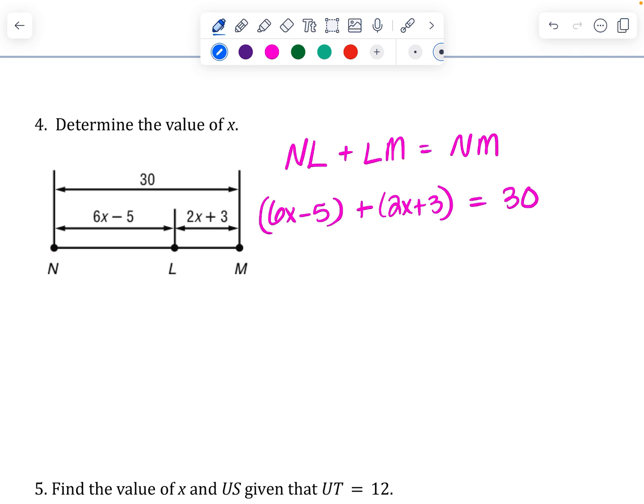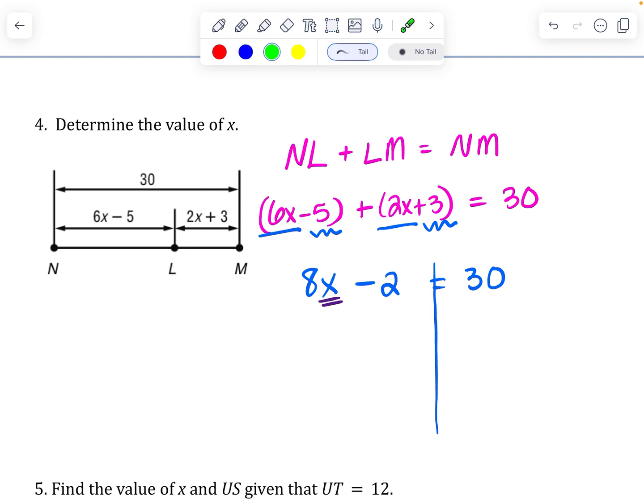Now the parentheses weren't necessary per se because we have just one group of each, and so we can add like terms from here. So 6x plus 2x will give you 8x, and negative 5 plus 3 will be negative 2. And then you need to use your algebra skills and your inverse operations. So you want to isolate the x to solve for it. So that means you first have to get rid of any addition or subtraction. So we're going to start by adding 2 to both sides because that's the inverse of minus 2.